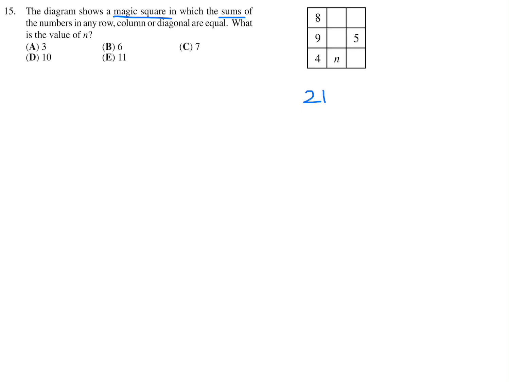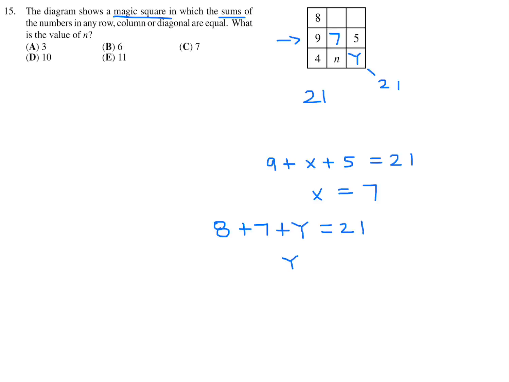So I guess where do we go from here? I guess we go here, this row, and we'll call that x. 9 plus x plus 5 is therefore 21. So x has to be 7. So we'll put 7 there. And then how about this diagonal this way? We'll call this y. 8 plus 7 plus y is 21. So therefore y is equal to 6.